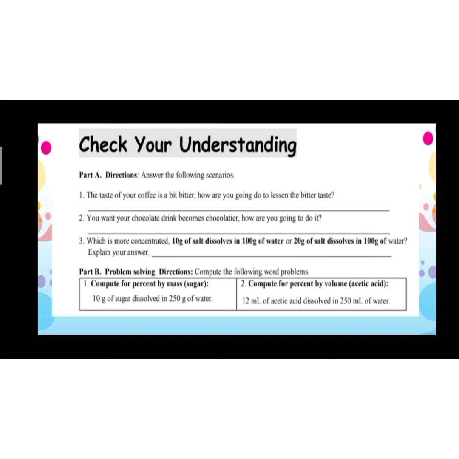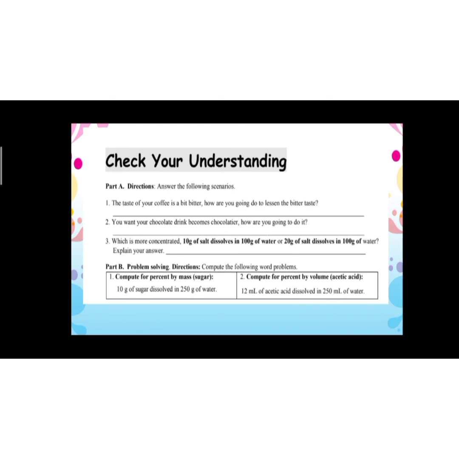Which is more concentrated? 10 grams of salt dissolved in 100 grams of water, or 20 grams of salt dissolved in 100 grams of water? Tandaan, pag concentrated, mas marami natutunaw na solute. Then explain your answer. Then compute the percent by mass of sugar, 10 grams of sugar dissolved in 250 grams of water. And compute the percent by volume, 12 ml of acetic acid dissolved in 250 ml of water.